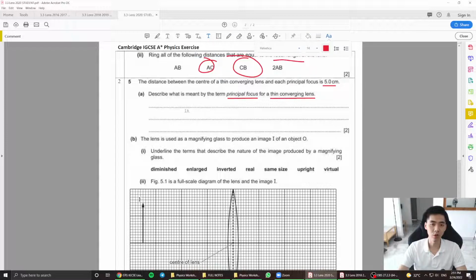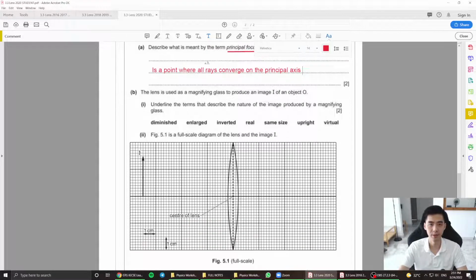By definition, the principal focus or the focal point is a point where all rays converge on the principal axis. It's basically a point where all the rays converge, right? They're supposed to converge and cut on the principal axis here.